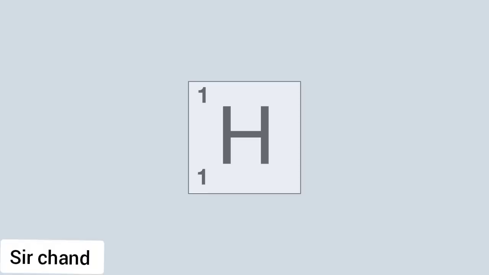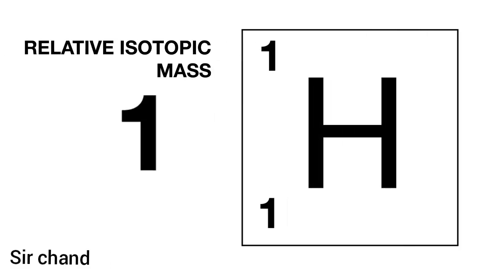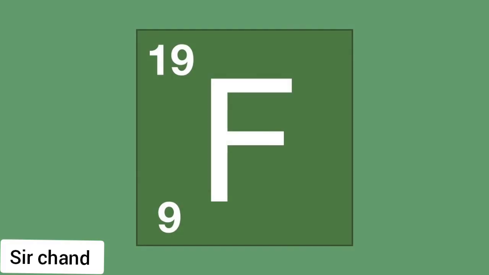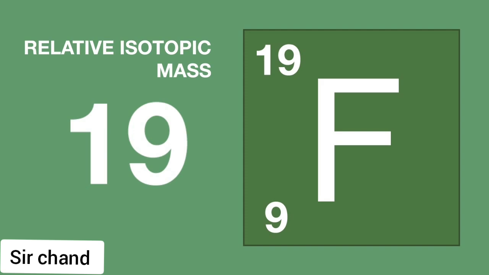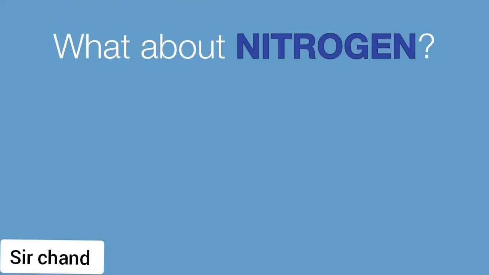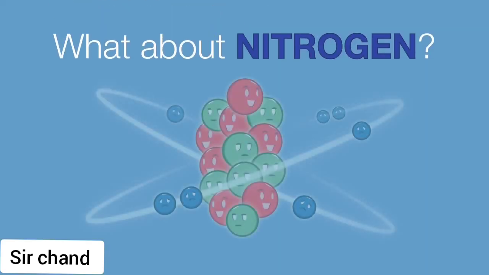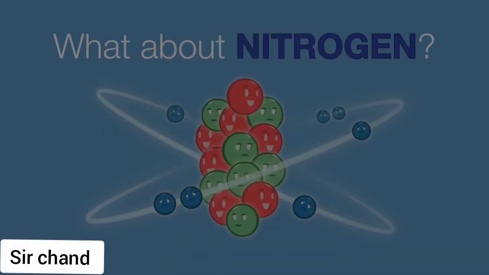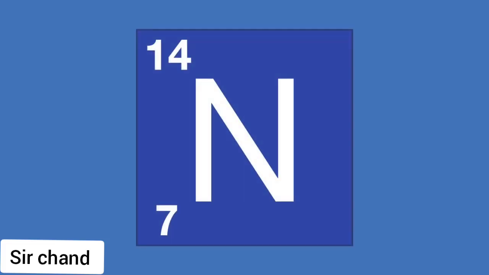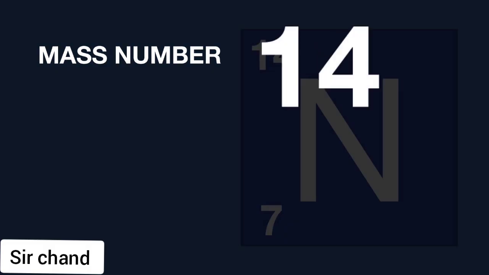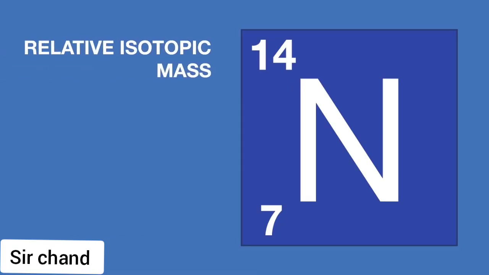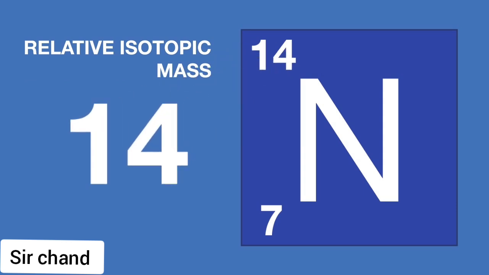Following this rule, a hydrogen atom has a relative isotopic mass of 1, and a fluorine atom has a relative mass of 19. Now it's your turn. What about nitrogen? Here's the atom. Now pause the video whilst you work it out. All we need to do is look up the mass number for nitrogen. It is 14, which means the relative isotopic mass of the nitrogen atom is 14.